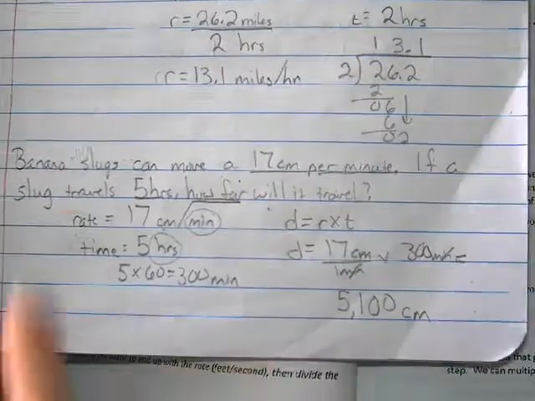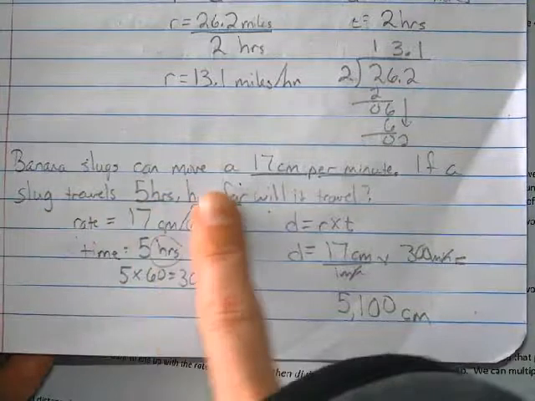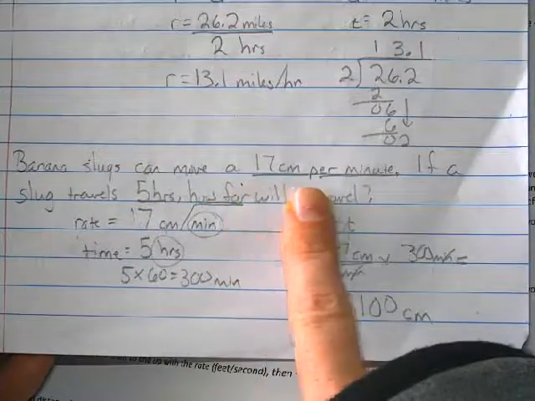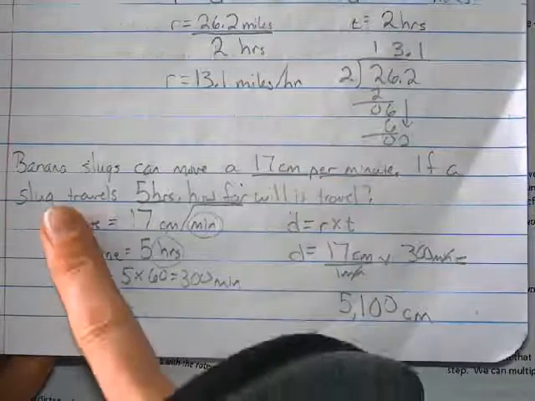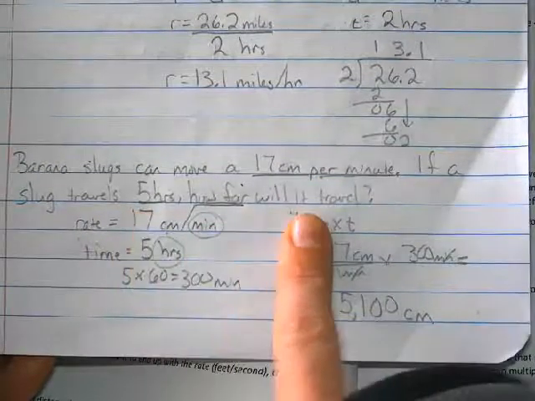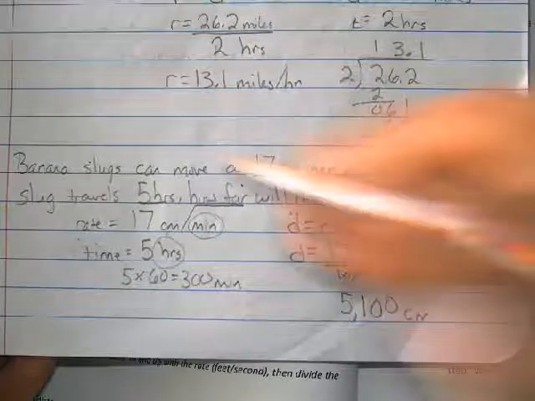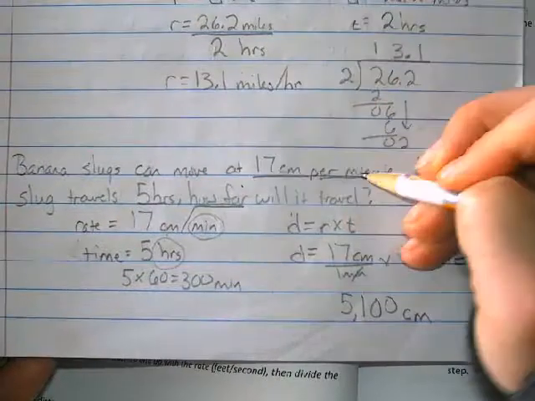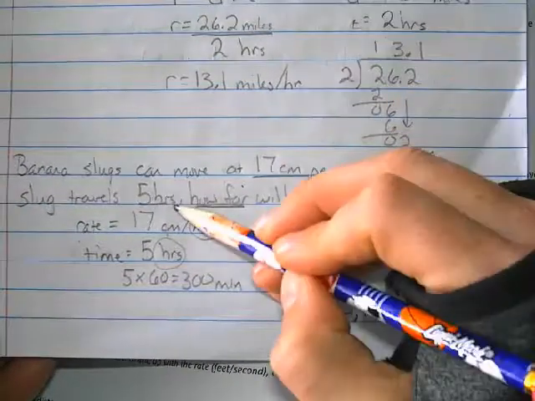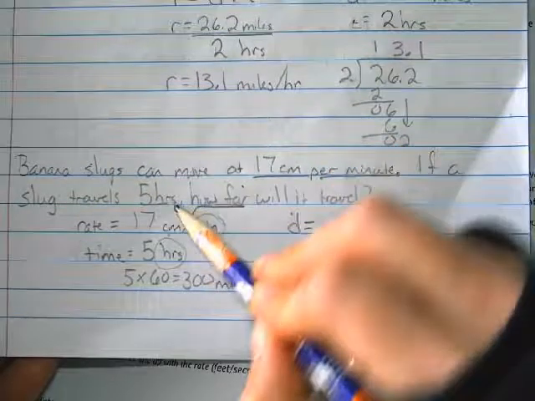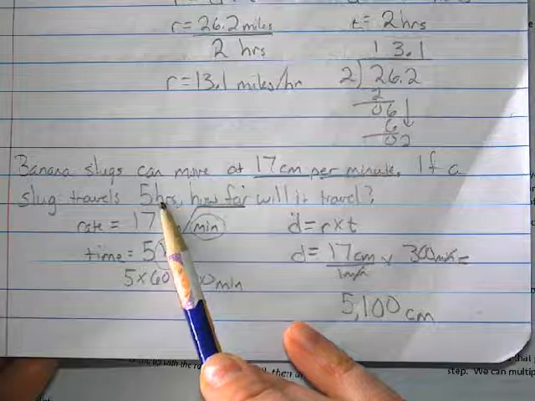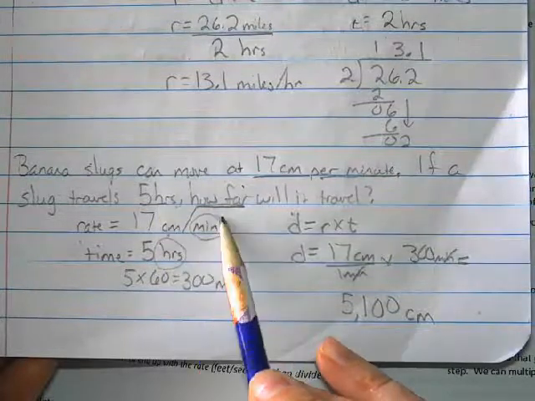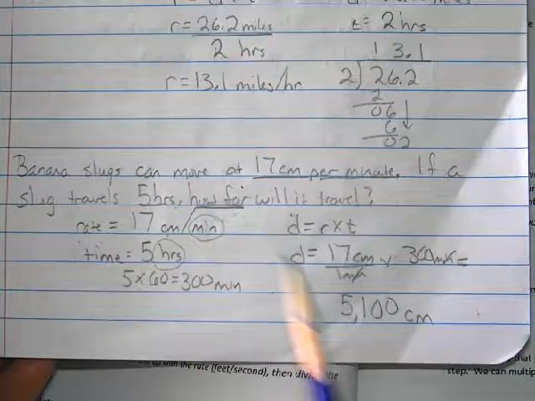We have another example. Banana slugs can move at 17 centimeters per minute. So that's a 17 to 1 ratio. If a slug travels for 5 hours, how far will it travel? Now, key piece you need to look at. We are talking about minutes up here. Down here, we're talking about hours. So we have to convert this 5 hours to minutes so that we can actually use it to find the distance. Far means distance.